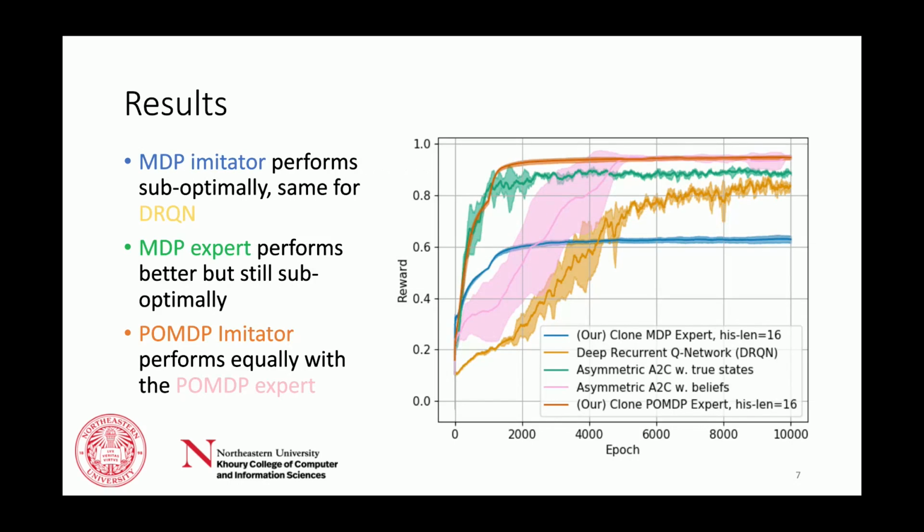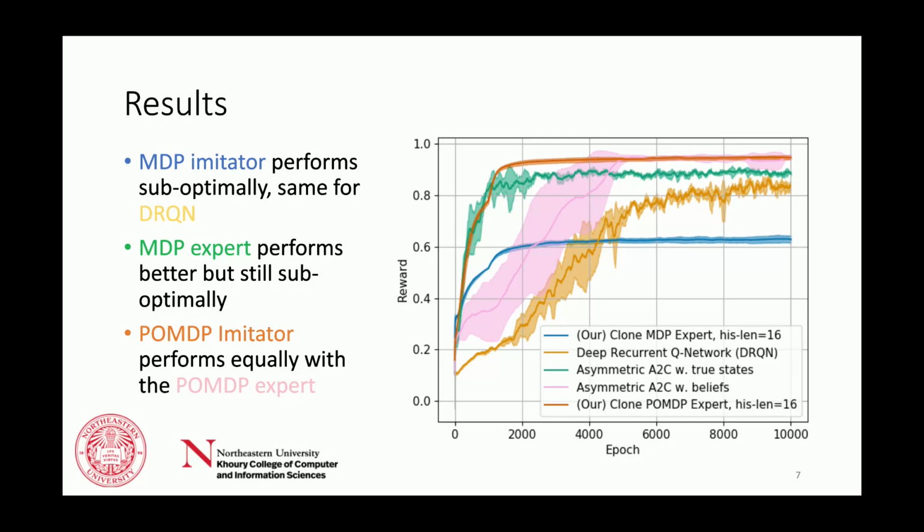And here come the results. The MDP imitator in blue performs suboptimally as expected. Better than this is the zero-history agent, which is a variant that takes in a history of observations to calculate actions. It still performs suboptimally since it might not be able to extract good information from history like the beliefs. The green MDP expert is in the same scenario, a little bit better than the current one, but cannot solve the task optimally.